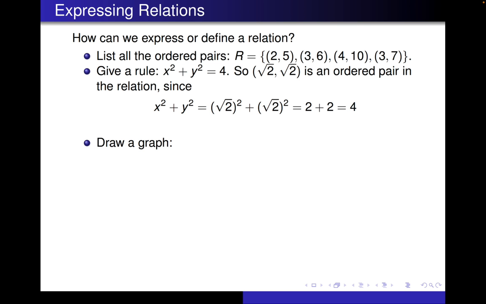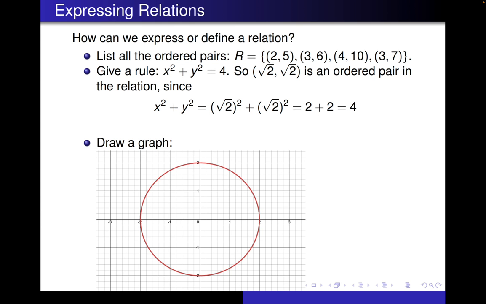We can also draw a graph. So if I'm looking at that x squared plus y squared equals 4, one way of drawing the graph, and you may have actually seen this graph before, it's a circle, radius 2, centered around the origin. So all those points on that red graph are the ordered pairs that are part of our relation.